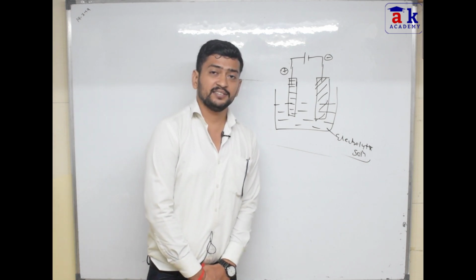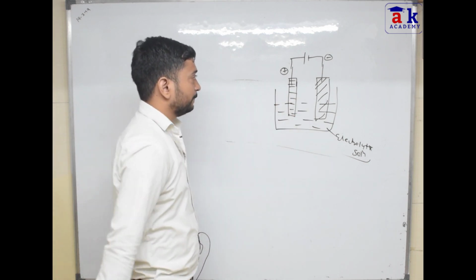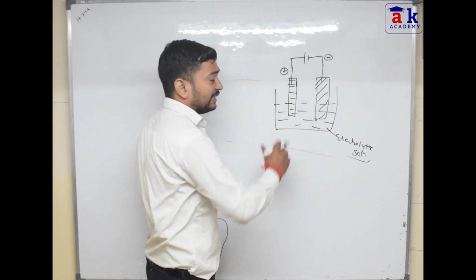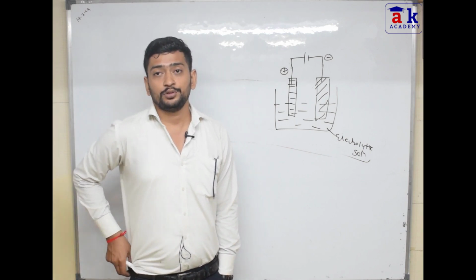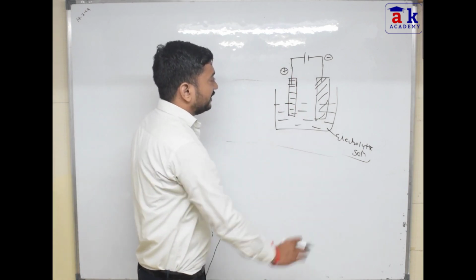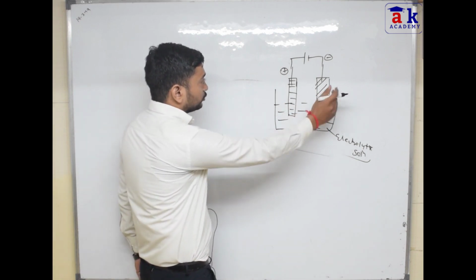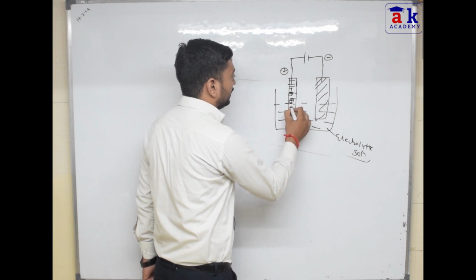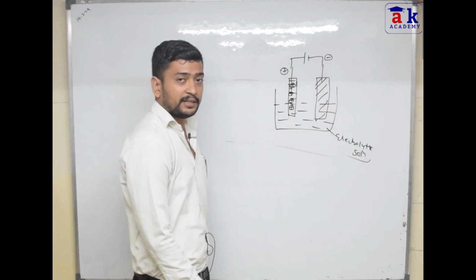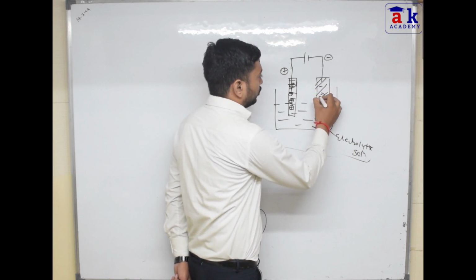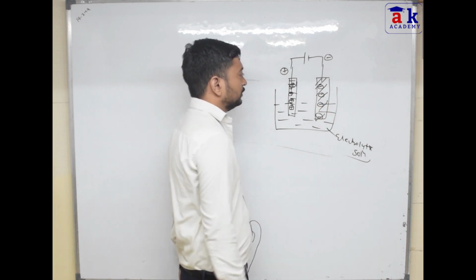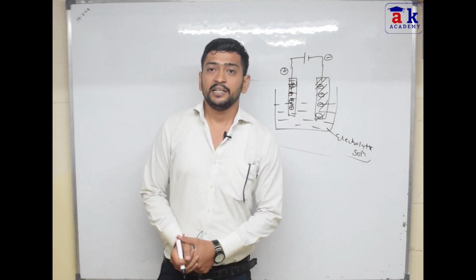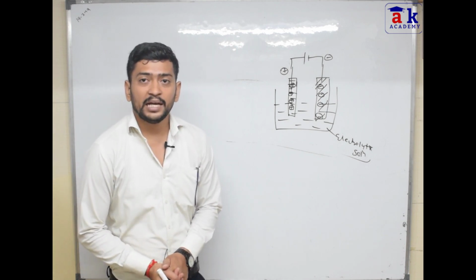Now let's see what happens in this cell actually. As you can see, we have the electrolytic solution and we are supplying electricity to this solution, so the battery is connected. Here we have positive charge, so because of this positive charge this entire electrode will be positively charged, right? And here the entire electrode will be negatively charged. This electrode is negatively charged and this electrode is positively charged. Now let's see which one is anode and which one is cathode.